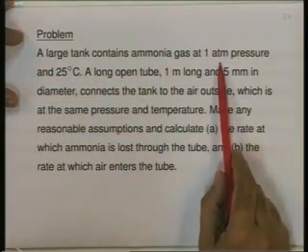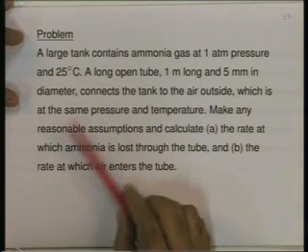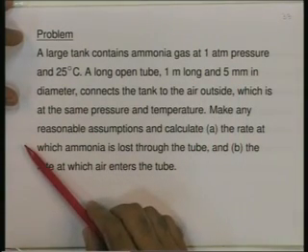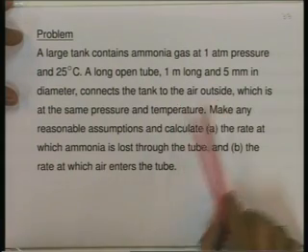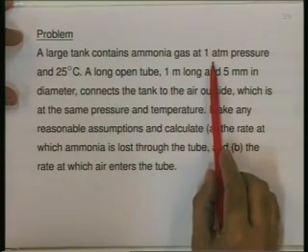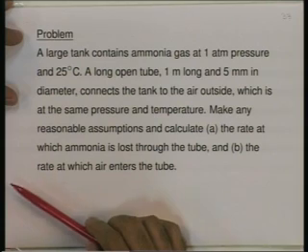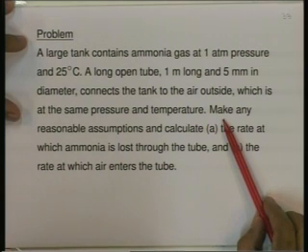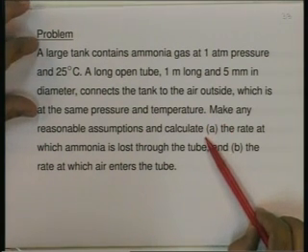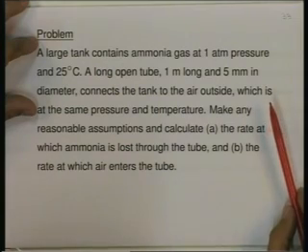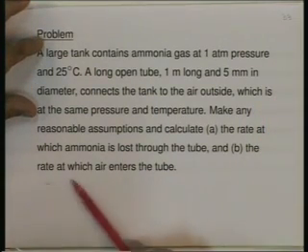We have a large tank which contains ammonia gas at 1 atmosphere pressure and 25 degrees C. A long open tube 1 meter long and 5 millimeter in diameter connects the tank to the air outside, and the ambient air is also assumed to be at the same pressure of 1 atmosphere and temperature of 25 degrees C. We will make some reasonable assumptions, and then we are required to calculate A, the rate at which ammonia is lost through the tube, because the tube is exposed to the atmosphere, and B, the rate at which air enters the tube.